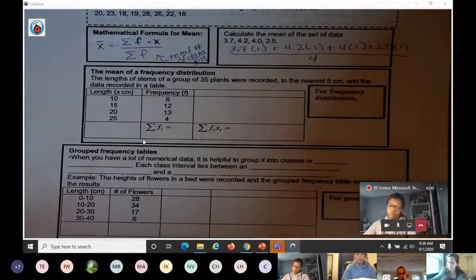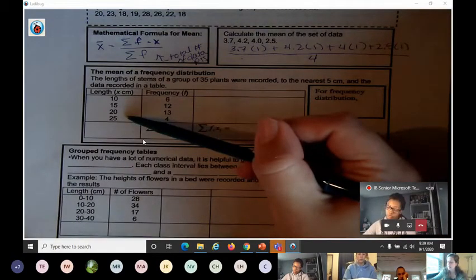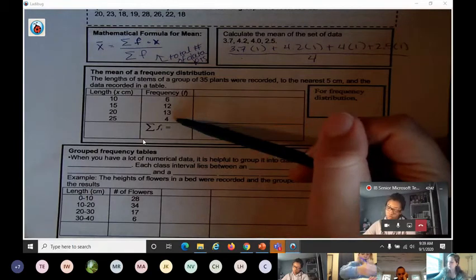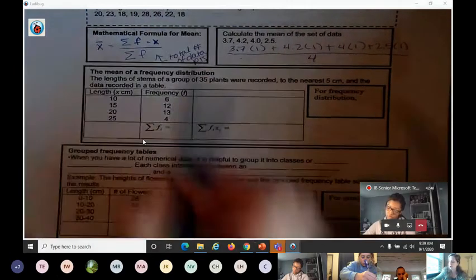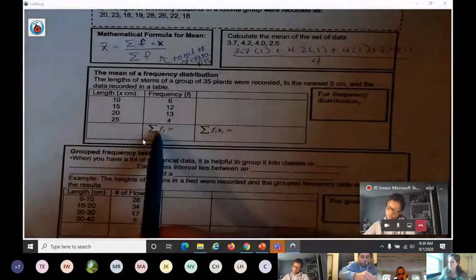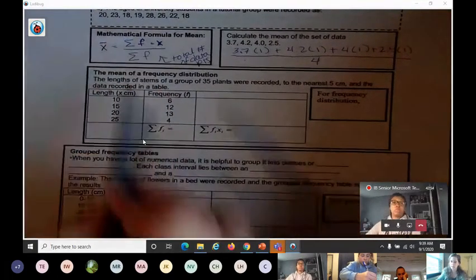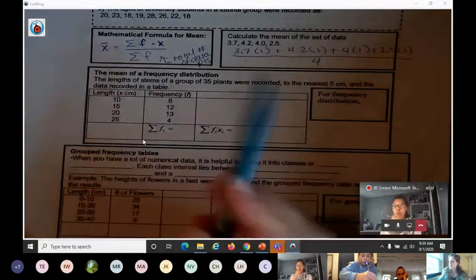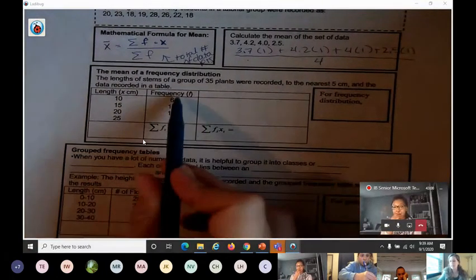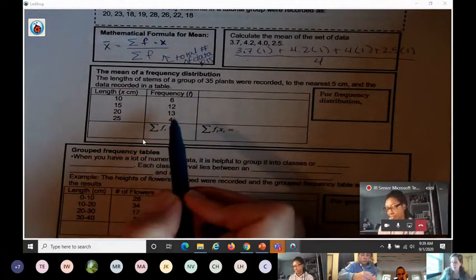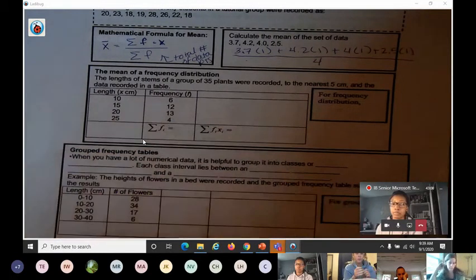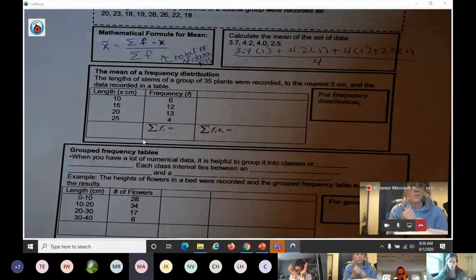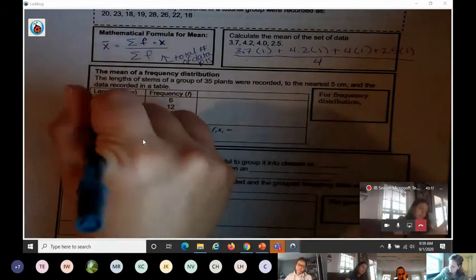So they have the length of the stems of the plants, and then we have the frequency of each of those lengths. So these pieces are just asking for these pieces of the mean formula. This one corresponds to the numerator, this corresponds to the denominator. For the sum of f sub i, it's just asking for the total of all the plants they looked at. So what should my total be, Megan? 35. Very good.